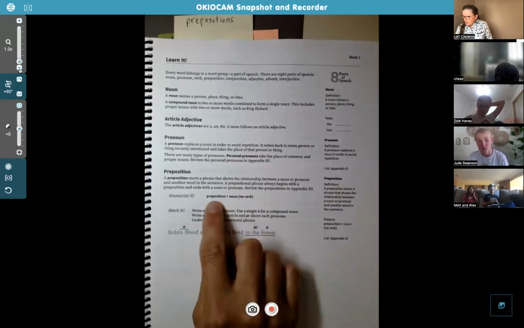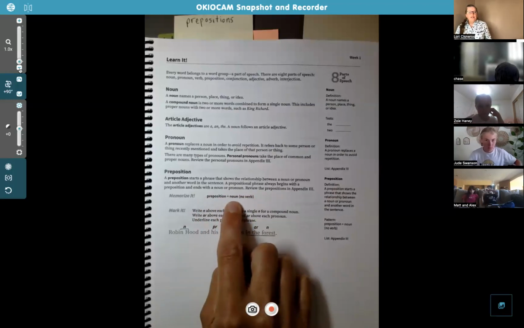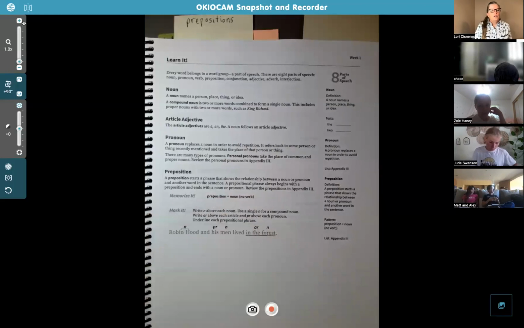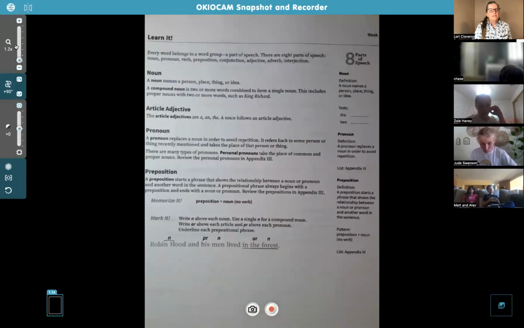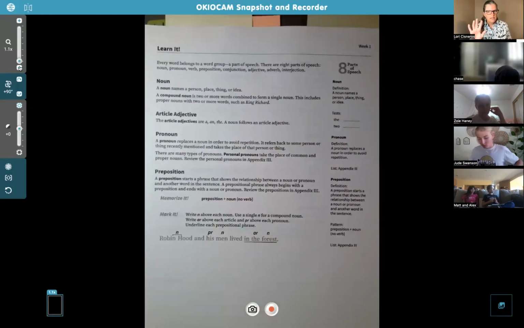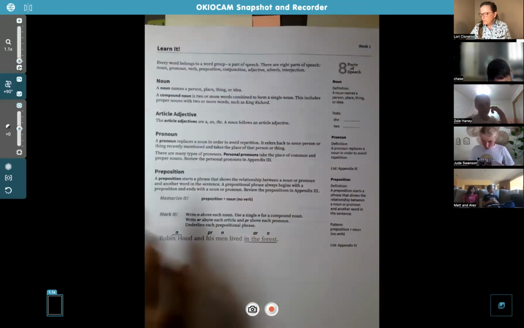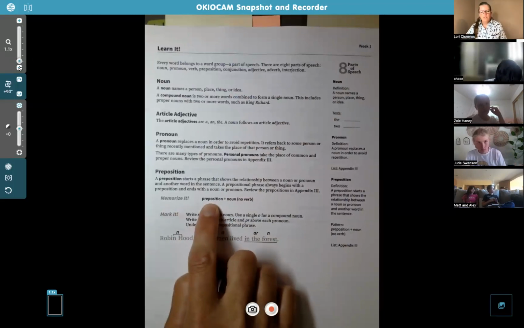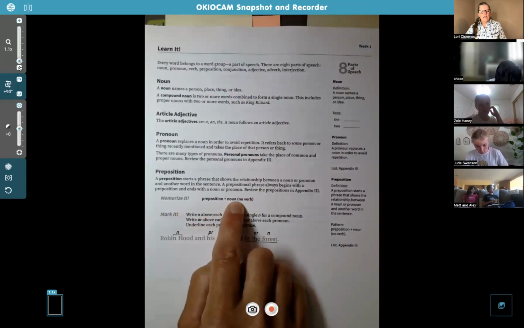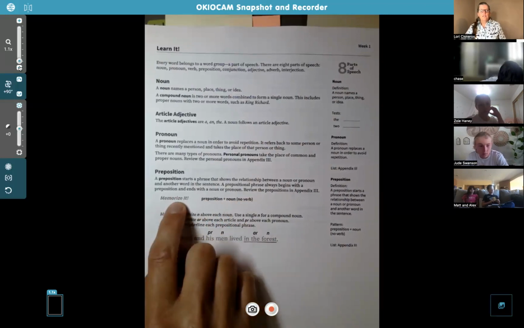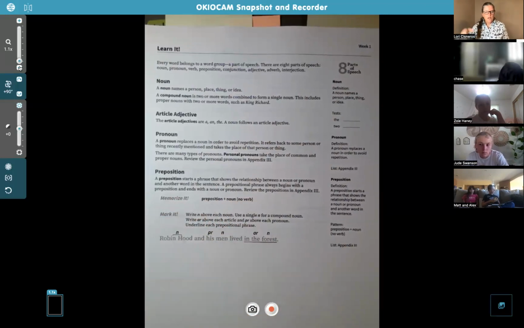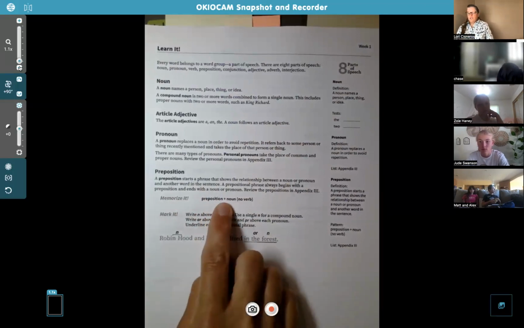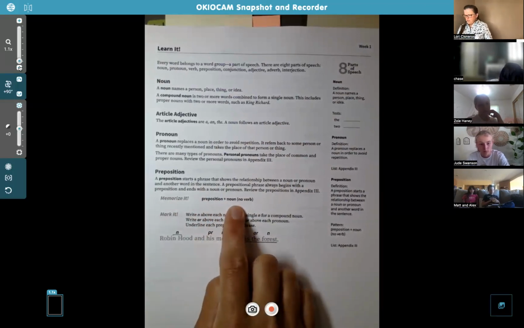So, and it has also a noun, but I just want you to know that a prepositional phrase never has a verb. That's something different. So the prepositional phrase has a preposition plus a noun and no verb. So here it says memorize it. So that's something I want you to try to memorize. Preposition plus noun. That's a prepositional phrase.